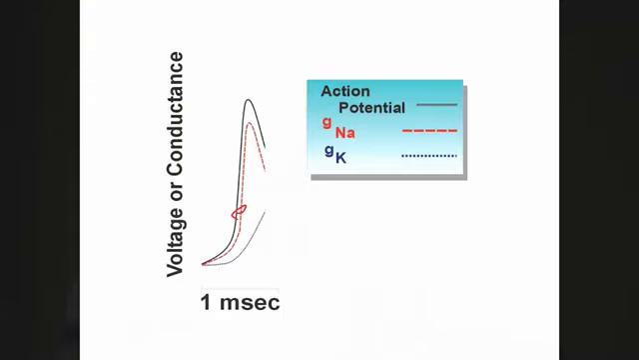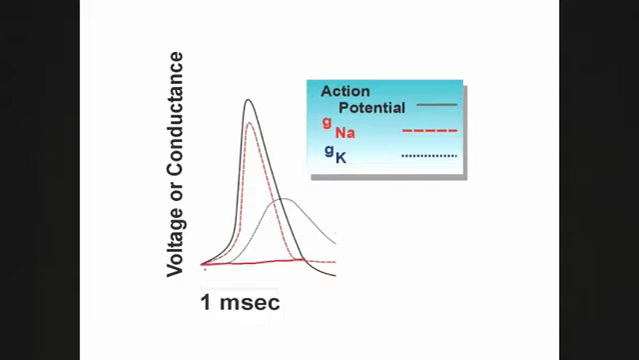Then we have two things happening. One is that we have this process of sodium inactivation. The sodium conductance is decreasing. At the same time the sodium conductance is decreasing, now the potassium conductance is increasing dramatically. So this decrease and this increase lead to the repolarization phase of the action potential. That continues.